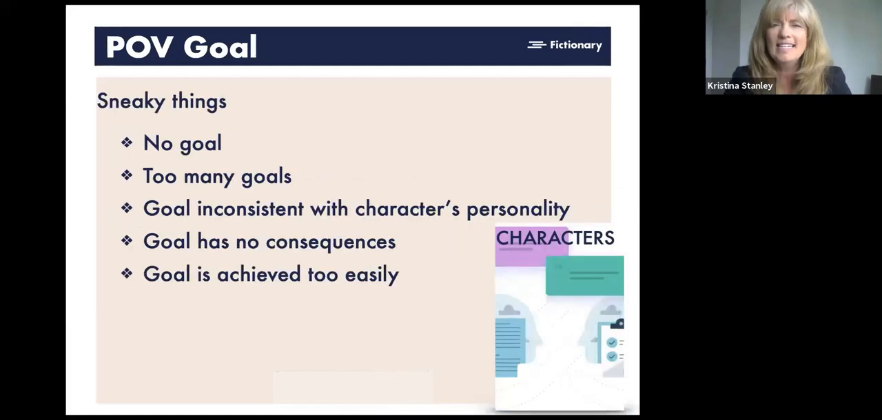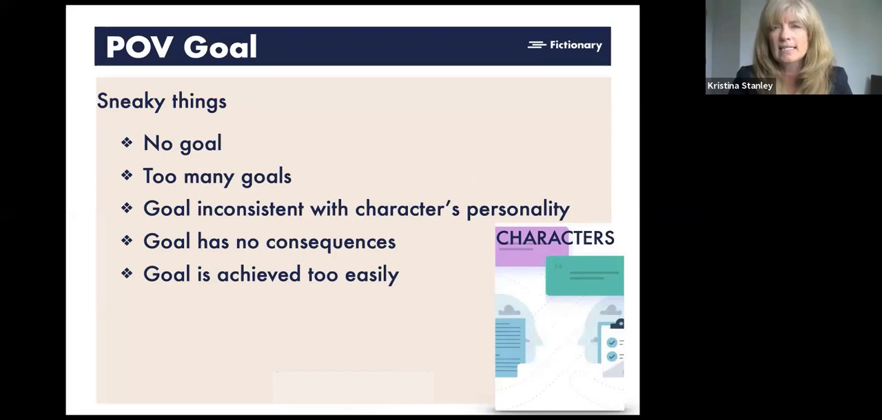Okay, so the sneaky things about point of view goals. One is it may feel like there's a goal, but it could be a goal that's not related to the story. And so then it's not a goal at all. There could be too many goals for a scene, and then the scene starts to feel episodic, and the reader doesn't really know what the character is trying to get, and so they don't know what to cheer for. Readers like to cheer for things, and they like to be worried about it.